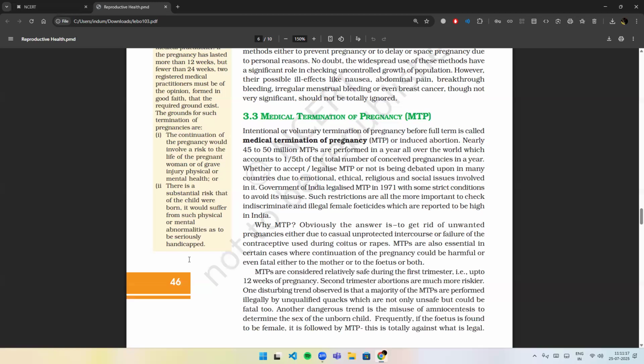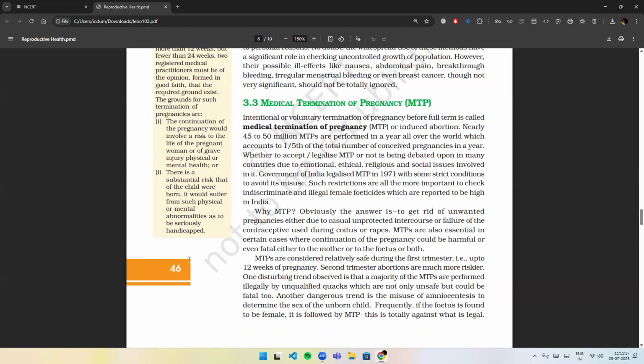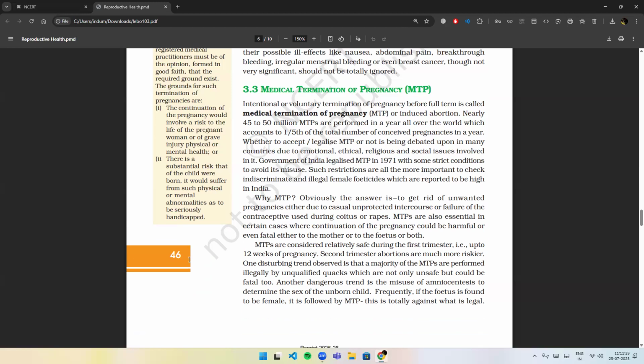Medical termination of pregnancy, MTP. Intentional or voluntary termination of pregnancy before full term is called medical termination of pregnancy or induced abortion. Nearly 45 to 50 million MTPs are performed in a year all over the world, which accounts to one-fifth of the total number of conceived pregnancies in a year.